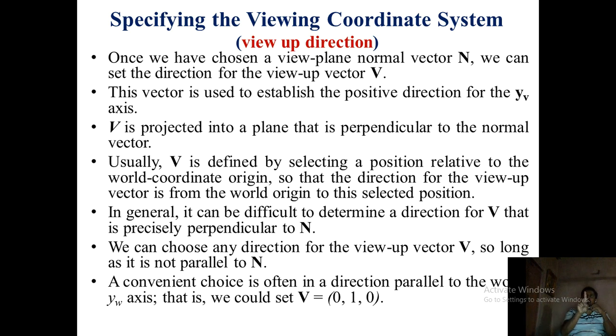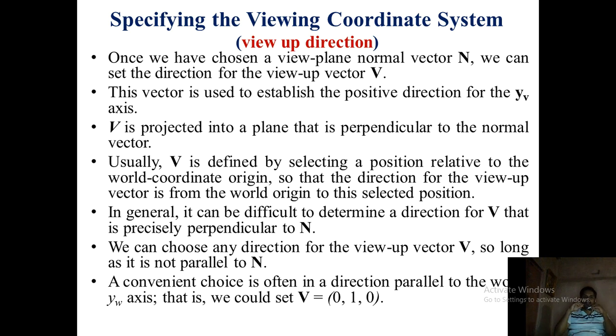Normally the view-up vector is exactly vertical, that is, the y axis is the view-up vector, right? If the y axis and the view-up vector exactly coincide, then you have kept the camera normally. But if there is a change between the view-up vector and y, definitely you have tilted the camera. That is what we are setting here.